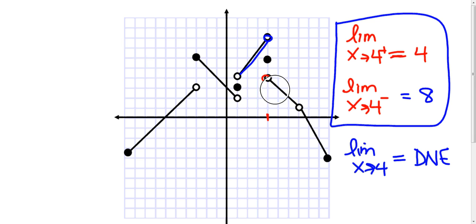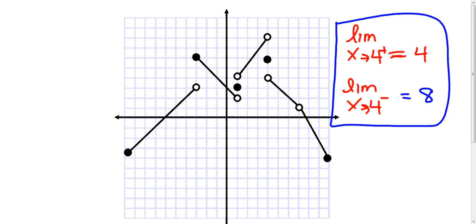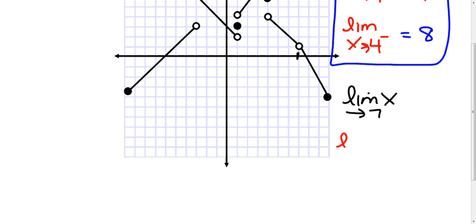If, however, I were to look at the limit as x approaches 7, okay? Here's where my x value is 7, along this spot right here. Okay, now if I want to find the limit as x approaches 7, I need to look at it from both sides. Okay, so if I look at the limit as x approaches 7 from the right-hand side, that means I'm coming at it from in here.